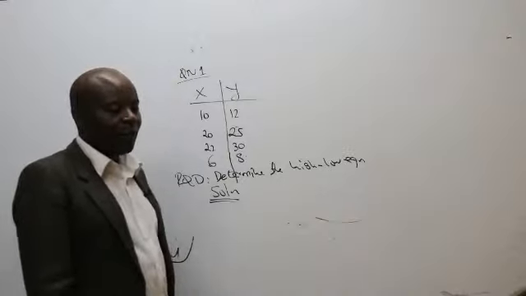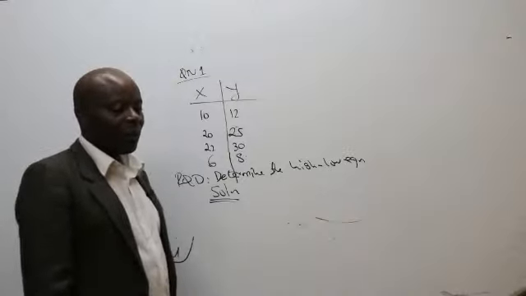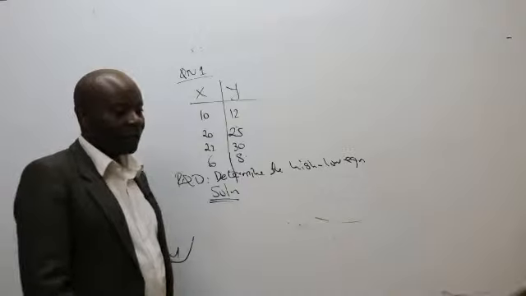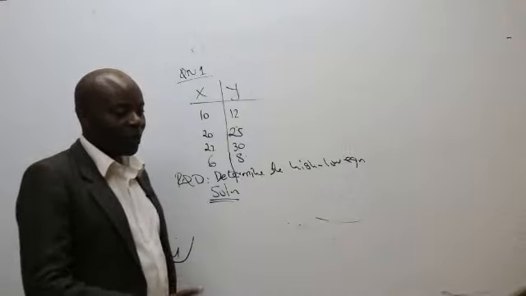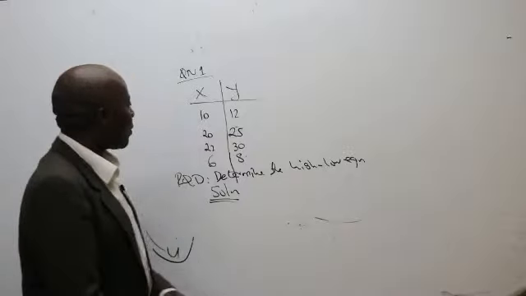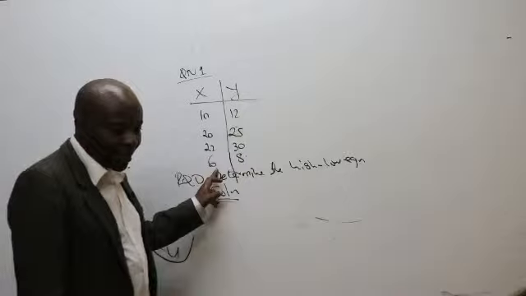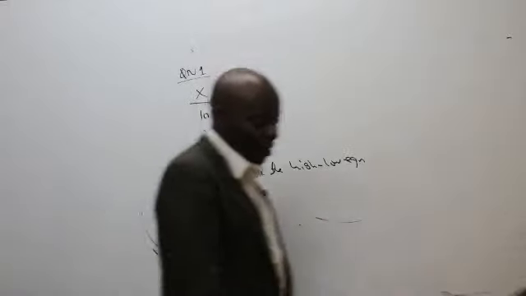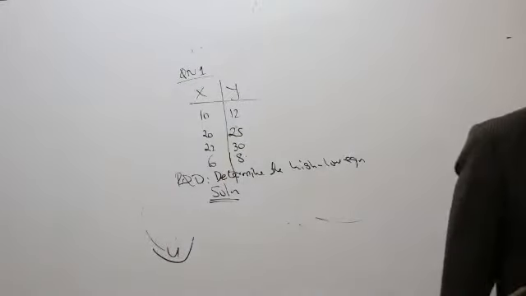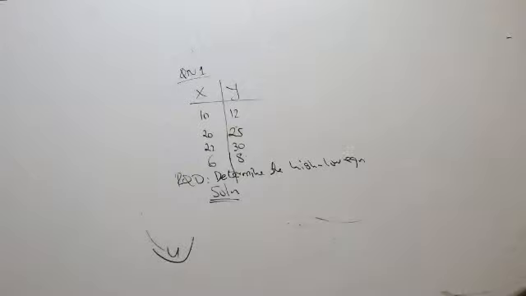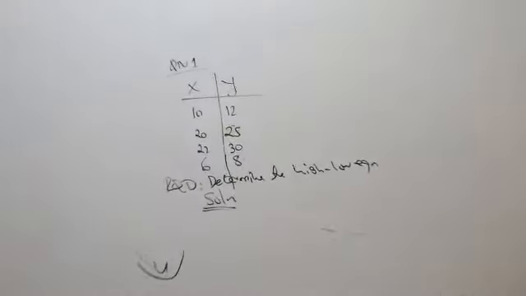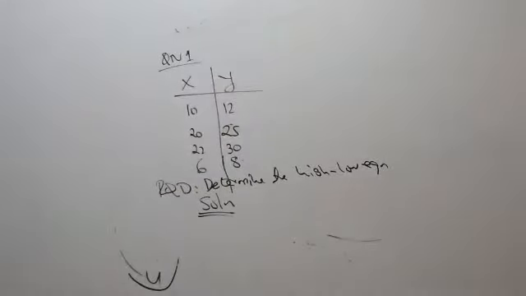If you're not able to see my board very well, you tell me, Mwalimu, your board today is giving us very small figures. I'll know where to adjust. So 10, 20, 22, 6. I think that is now much better. It's not your eyesight. I was also seeing the figures to be very small.